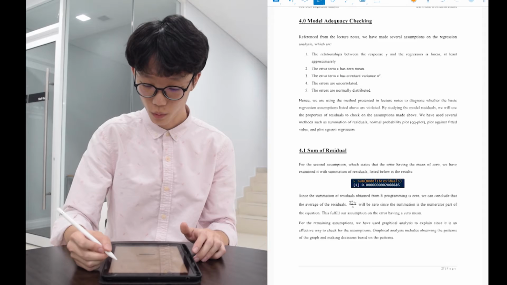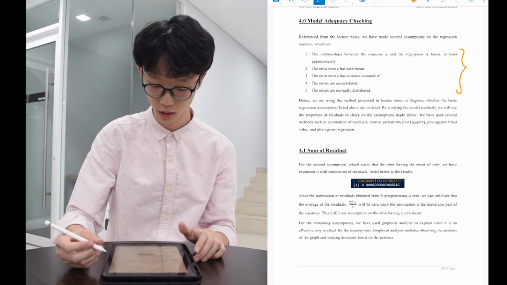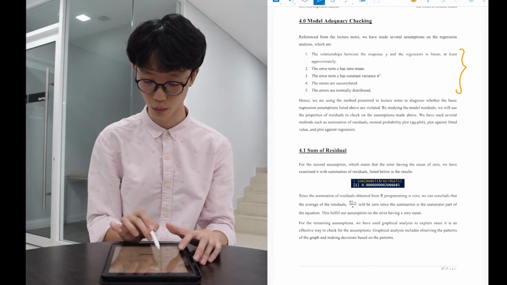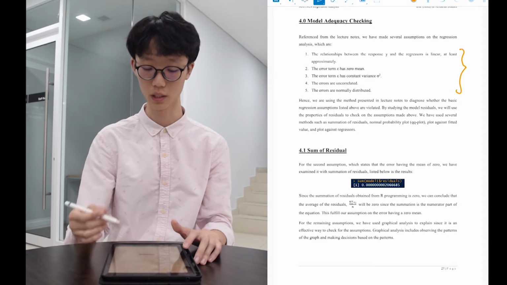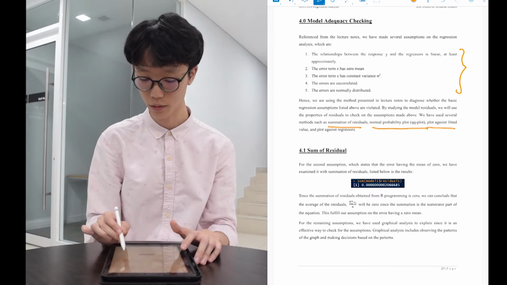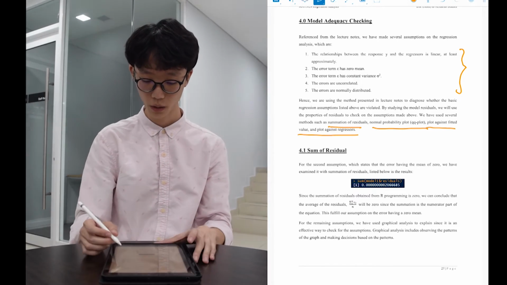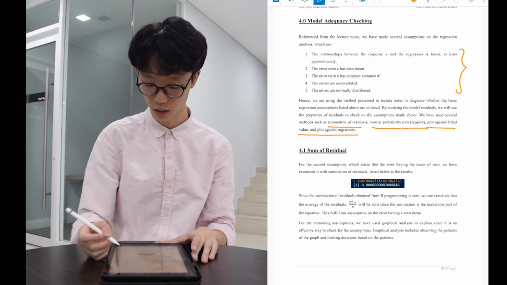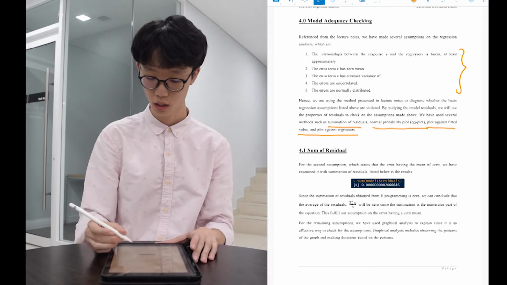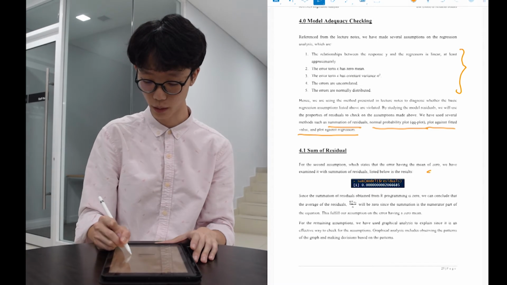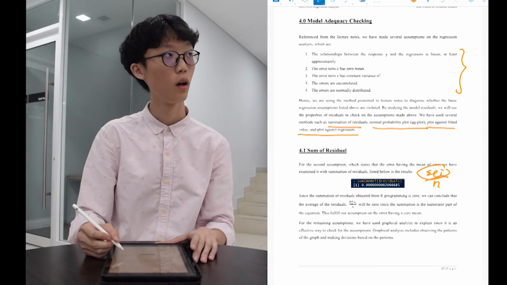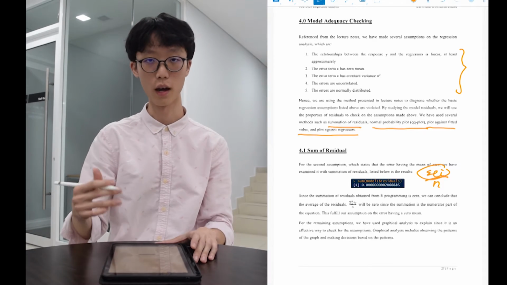Now, we obtained all of these 5 from the lecture notes, and I will not go into details. I will just explain what methods we use for the model adequacy checking. We have used summation of residuals, normal probability plot, QQ plot, plot against fitted value, and plot against regressor. For the sum of residuals, we have to prove the mean of error is 0. This is due to the mean equation of summation of e_i over n. Since the summation of e_i is 0, the mean of error is 0.